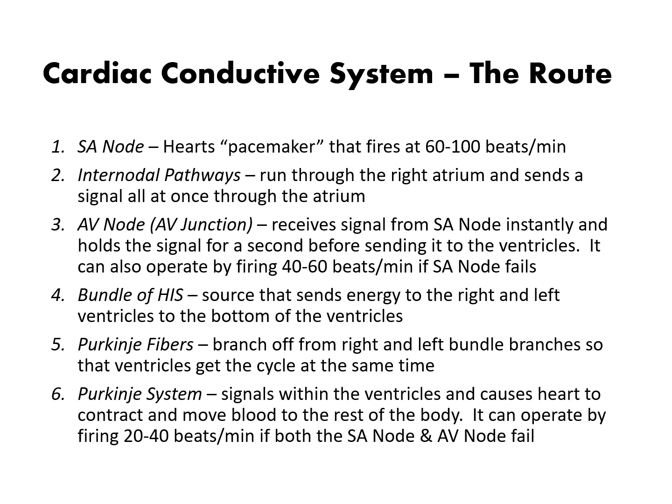It can also operate by firing 40 to 60 beats a minute if the SA node fails. The bundle of His sends that energy to the right and left ventricles, to the bottom of the ventricles. The Purkinje fibers branch off from the right and left bundle branches so that the ventricles get the cycle at the same time, and the Purkinje system takes those signals within the ventricles and causes the heart to contract and move blood to the rest of the body. It can operate by firing 20 to 40 beats a minute if both the SA node and AV node fail. This is where your heart blocks come from.